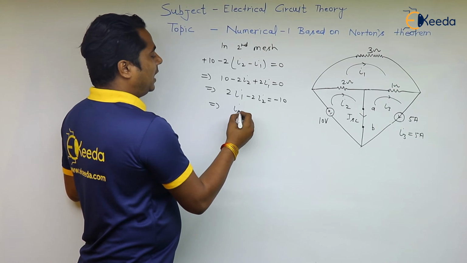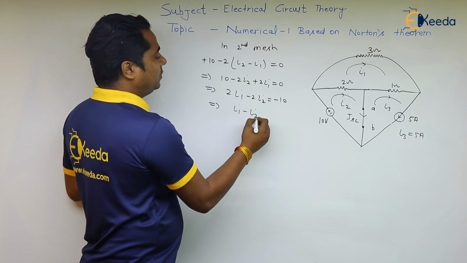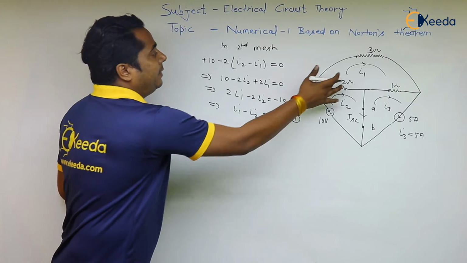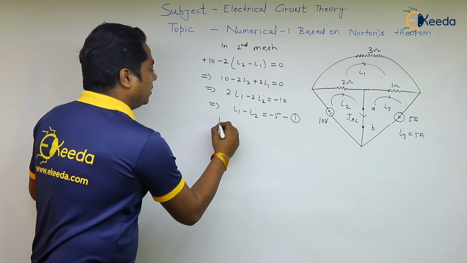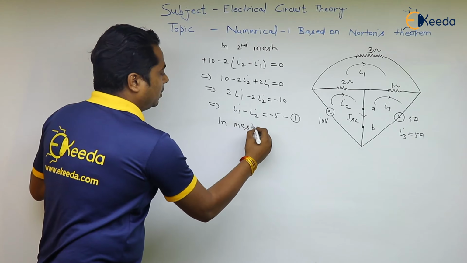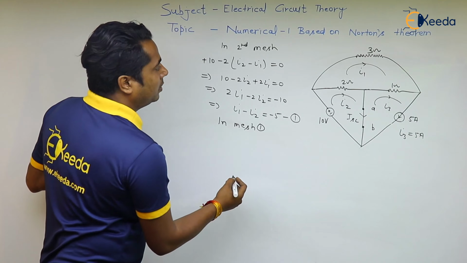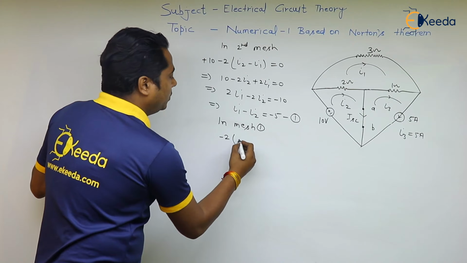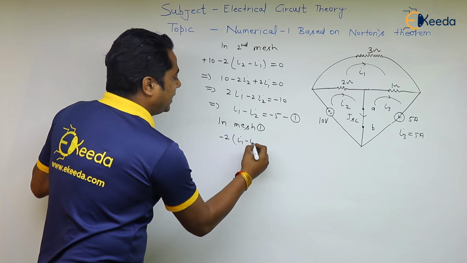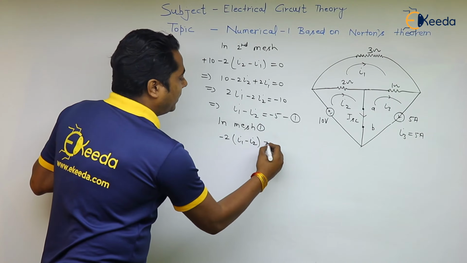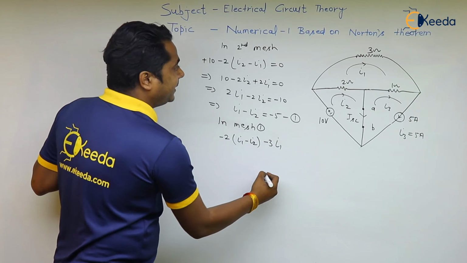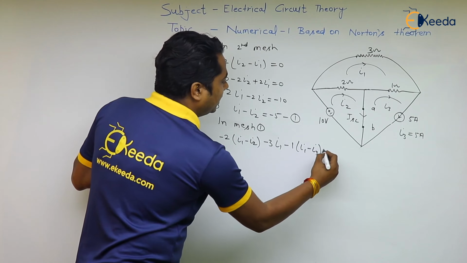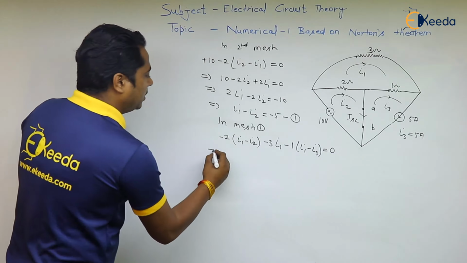So I1 minus I2 is equal to minus 5. Equation number 1. In mesh number 1, minus 2 into (I1 minus I2) minus 3 into I1 minus 1 into (I1 minus I3) is equal to 0.